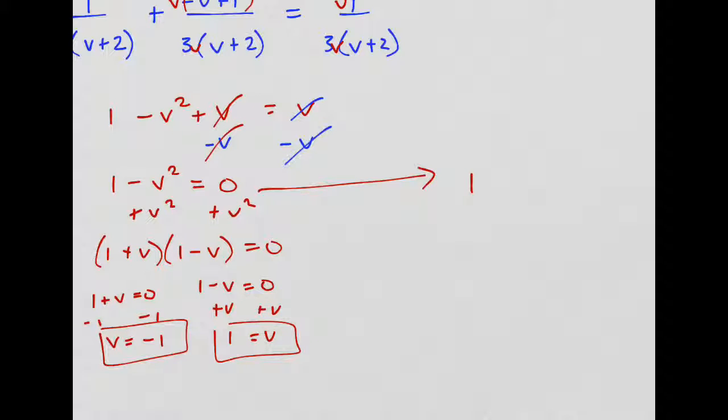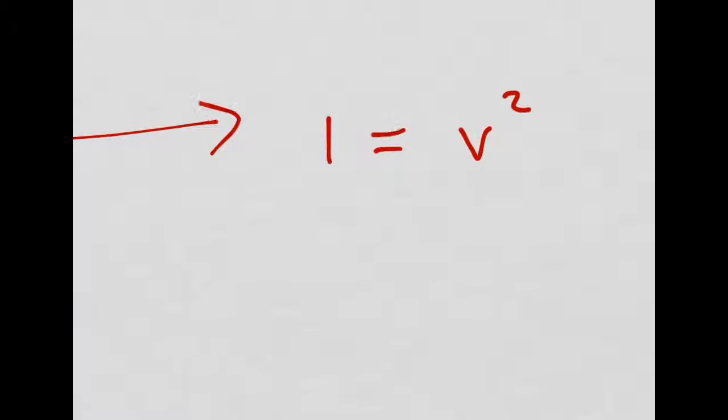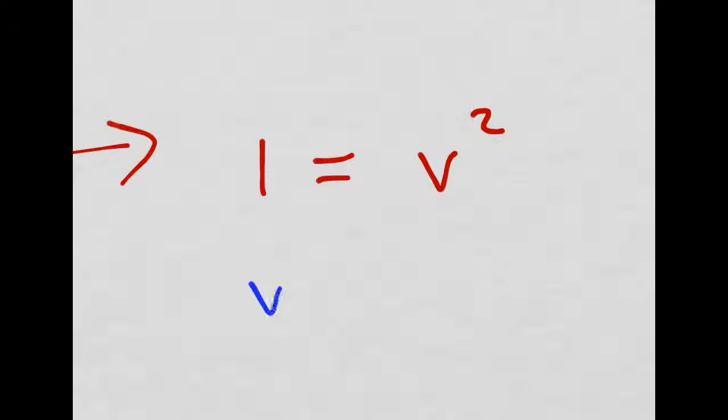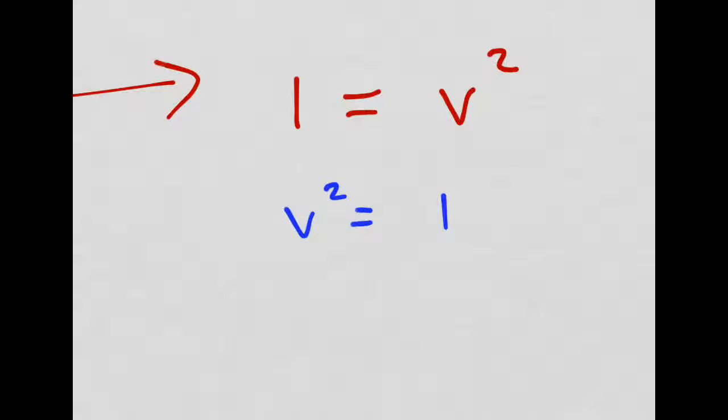What you could have done is you could add v squared to both sides. And then 1 equals v squared. And then what? You guys remember? And then v squared minus 1 equals... No, I'm saying like here. What do you do here? 0 equals v squared minus 1. And you write it the other way.